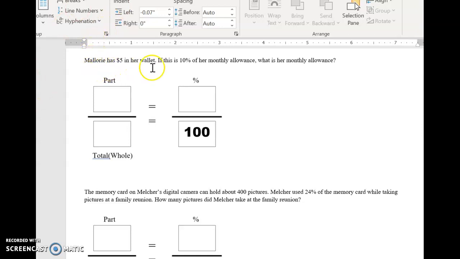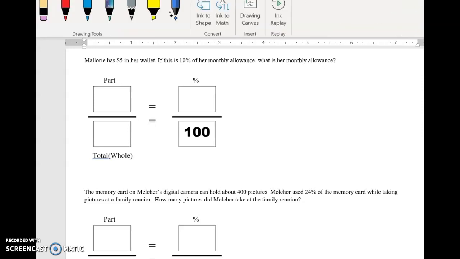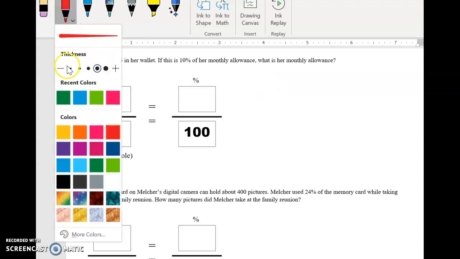So Mallory has $5 in her wallet. If this is 10% of her monthly allowance, what is her monthly allowance? So this is something that I thought of that might help you. Now, let me make it a little bigger and let me make this line smaller.